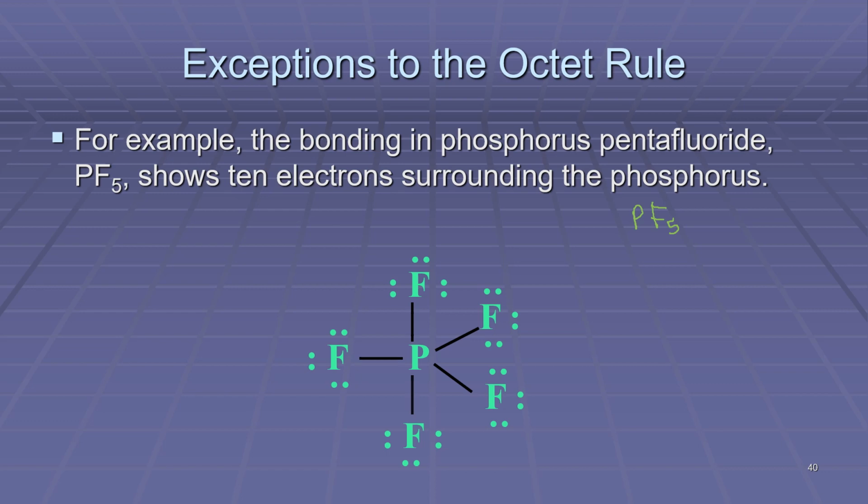And if we did the valence electrons here, phosphorus has 5, and then 1, 2, 3, 4, 5 times 7 is 35, so that means there's 40 electrons, and you can see 2, 4, 6, 8, 10, 12, 14, 16, 18, 20, 22, 24, 26, 28, 30, 32, 34, 36, 38, 40. So it's got 40 electrons. All the F's have 8. The P has to have 10, and that's okay.